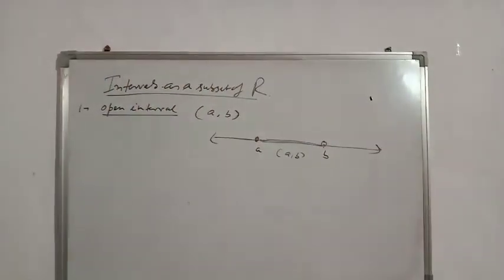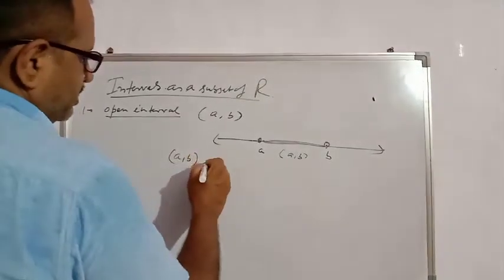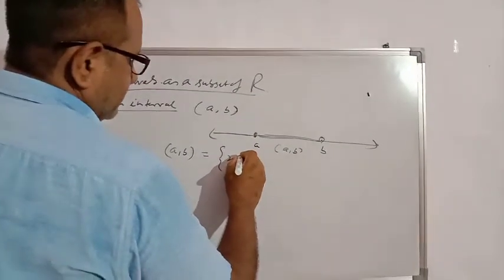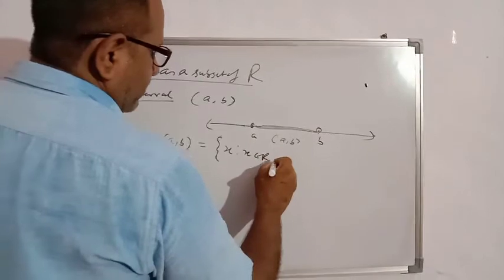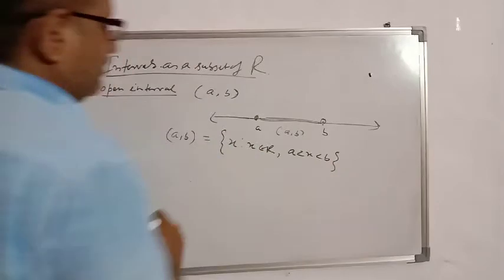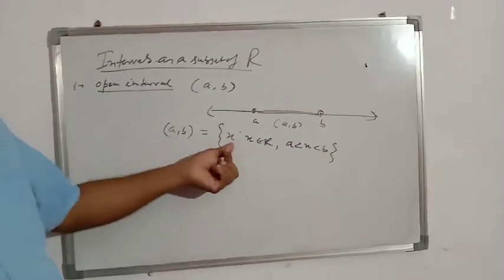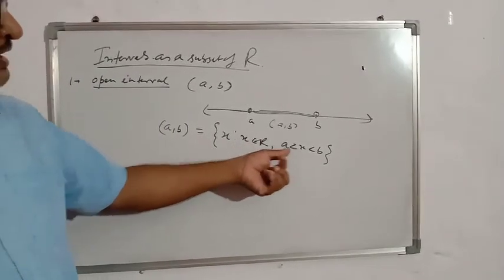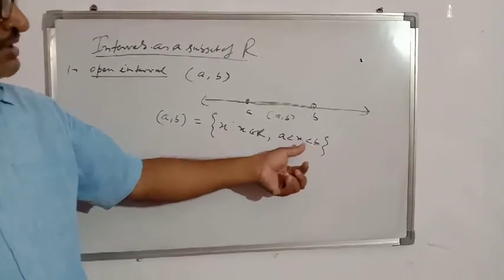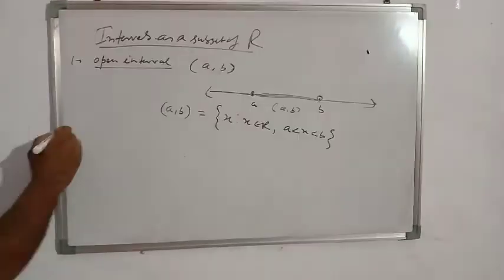So this portion represents (a, b). How can we write it in the set builder form? We can write it as {x : x is a real number, but x lies between a and b}. In the set builder form, we can represent this interval like this: x, and what is x? x is a real number, but x lies between a and b. If x is not equal to a, not equal to b, it means x is a number which lies between a and b. So this is the meaning of the open interval.